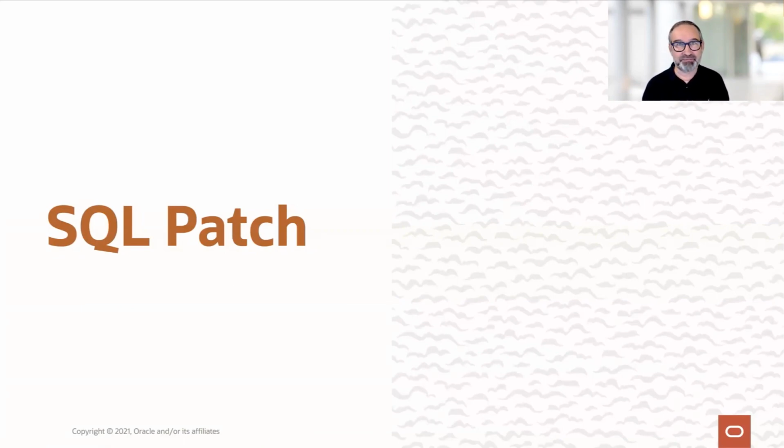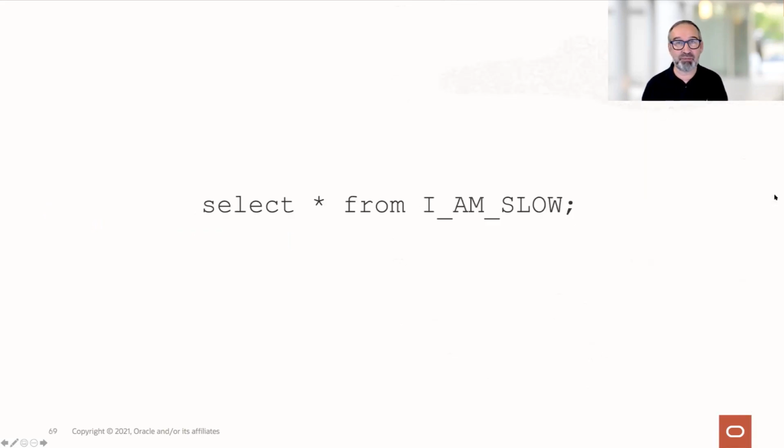Interesting feature. Also there for a long time. Got introduced as a secret internal feature at first before it became official. And the idea is, we have that statement here, select star from I am slow, and we want to make this run faster. Now there are a lot of techniques to do that, but we immediately figure out we could apply a hint to that.